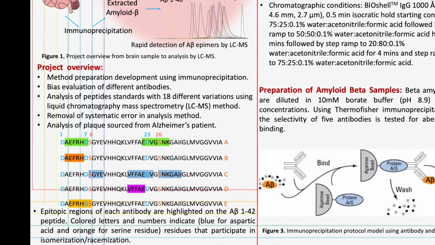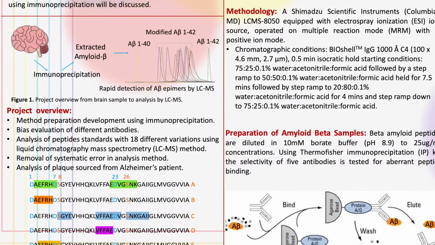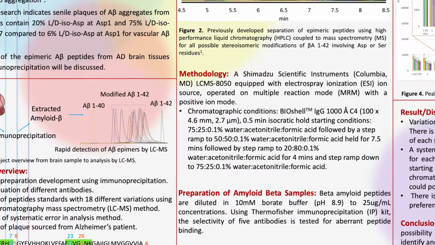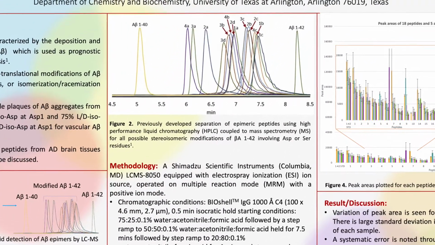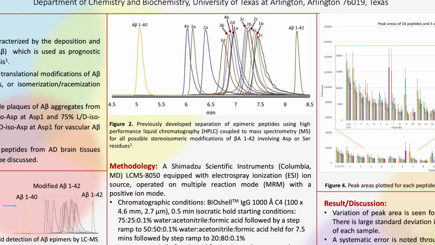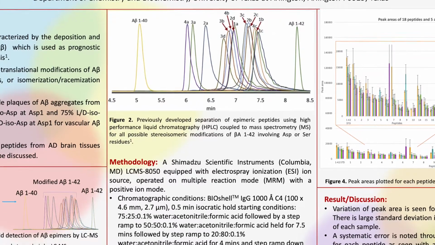For analysis of the peptides, we will be using a selective and comprehensive method that can easily detect both aberrant and normal amyloid beta peptides simultaneously using high-performance liquid chromatography mass spectrometry, which has been previously developed in Dr. Armstrong's lab. This method uses hydrophobicity as the primary contributor to retention. We have modified this existing method for our purposes. We'll be using BioShell IgG 1000 angstrom C4 column with step gradient mobile phase containing acetonitrile and water. The in-depth method is listed here.